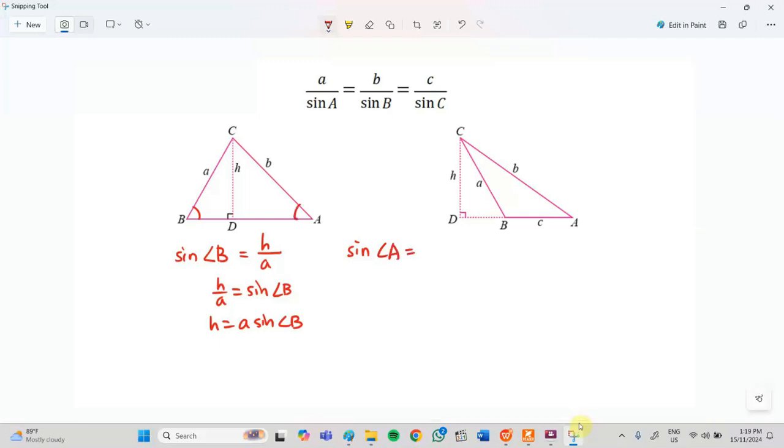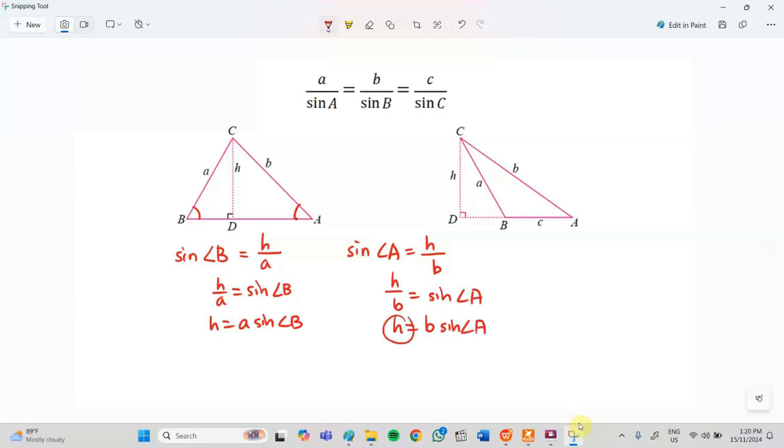If we refer to this angle in this triangle, ACD, sine angle A is equal to the ratio between the opposite side and the hypotenuse. The opposite side is h, hypotenuse is b, h over b. Likewise here, angle A, h over b for this triangle, ACD. Then we have h over b equals sine of angle A, h equals b sine angle A.